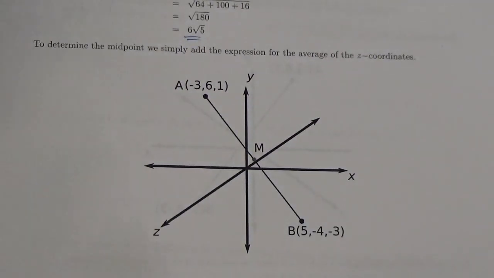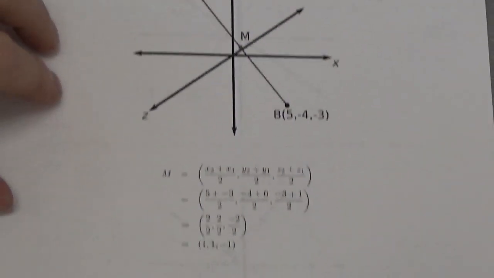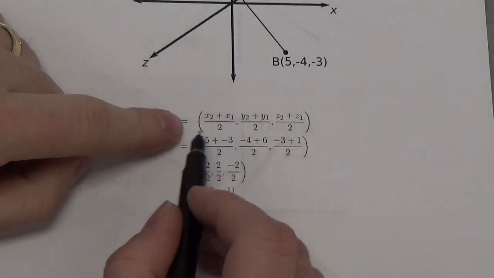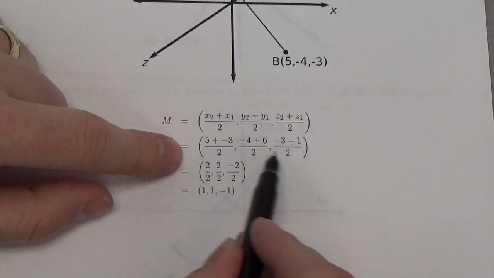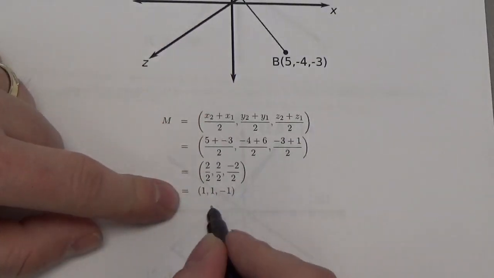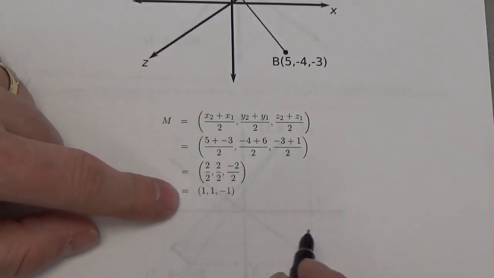When it comes to the midpoint, well, this one's even more straightforward. It's just going to be the average of the x's, the average of the y's, the average of the z's. We just plug those things in and evaluate, and we get this point 1, 1, negative 1.